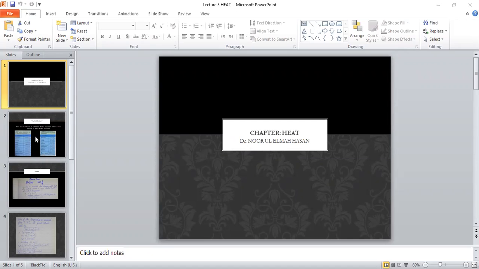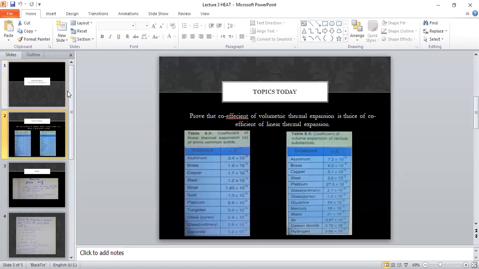Today our topic is an important derivation which comes in your exam regarding volumetric thermal expansion and linear thermal expansion. Basically, we have to show mathematically the relationship between both these constants, the volumetric and linear thermal expansion.